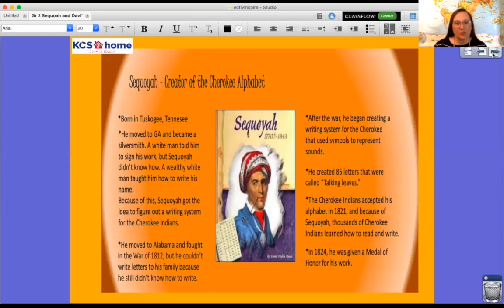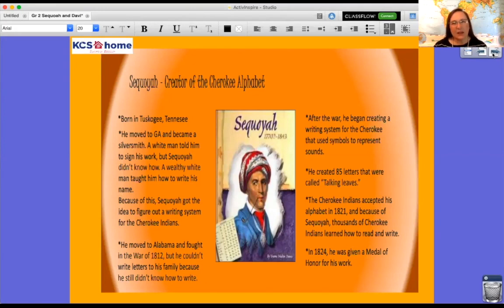A white man told him to sign his work, but Sequoia didn't know how. A wealthy white man taught him how to write his name. Because of this, Sequoia got the idea to figure out a writing system for the Cherokee Indians. He moved to Alabama and fought in the War of 1812, but he couldn't write letters to his family because he still didn't know how to write. After the war, he began creating a writing system for the Cherokee that used symbols to represent sounds.